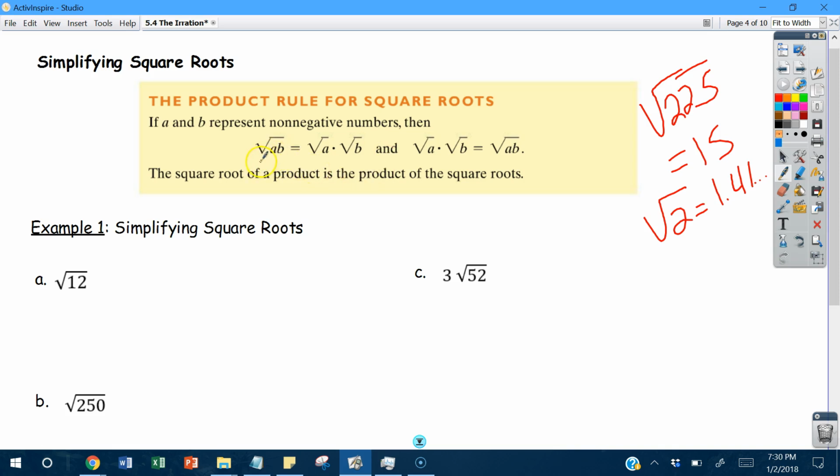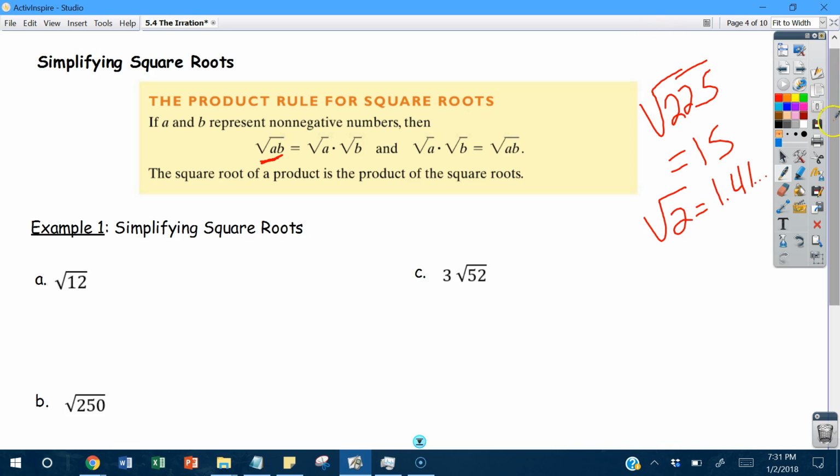So what this says is if you think of a and b as two different numbers that in this case you're multiplying together, the square root of two numbers multiplied together is equal to the square root of one number times the square root of another. So if you can think about breaking down a number into two factors, a times b, you can separate the square roots by doing the square root of one factor times the square root of another.